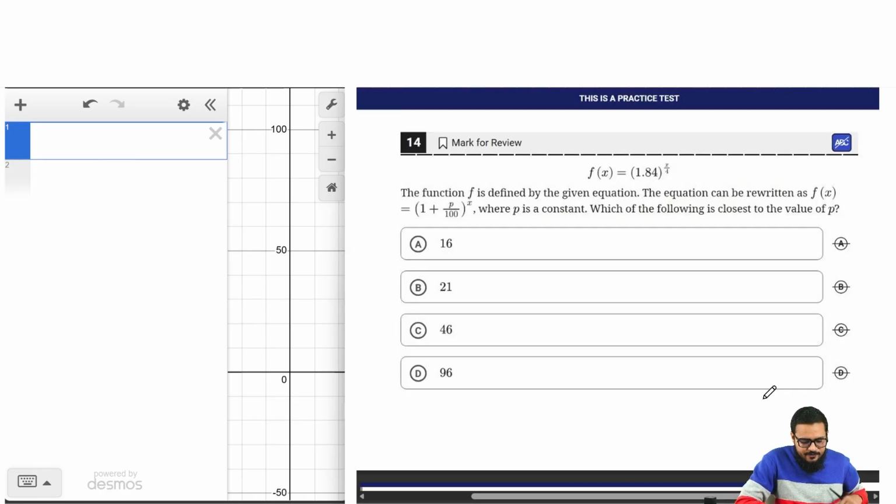The function f is defined by the given equation, and the equation can be rewritten as f of x equals (1 plus p over 100) whole power x, where p is a constant. Now, which of the following is closest to the value of p?